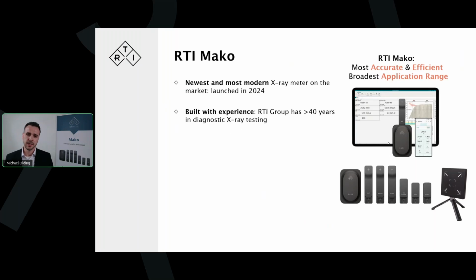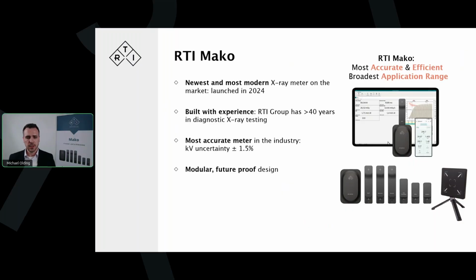But of course, this is not RTI Group's first X-ray test tool. RTI Group actually produced the very first non-invasive X-ray multimeter in 1982. And after 40 years of experience and many generations of X-ray tools, we have landed at the RTI Mako, which stands alone as the most accurate meter in the industry, with a kV uncertainty of plus or minus 1.5% under reference conditions. It has a modular, future-proof design. We'll see the advantage of that in all the different applications that we have to test in. And the best ever efficiency.